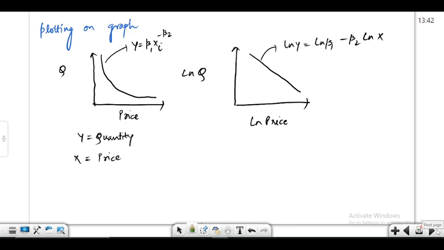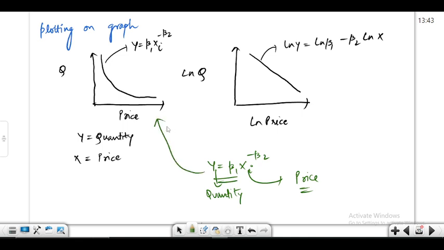So let's try to understand what this means in the practical sense, or what running a regression of the exponential form using the log model looks like. Suppose we have a regression equation like beta 1 xi to the power minus beta 2, where your y variable represents the quantity demanded and your x variable represents the price. It is an equation that shows the relation between the quantity demanded and the price of a commodity. If I plot this on a graph, I'll get a downward sloping graph.